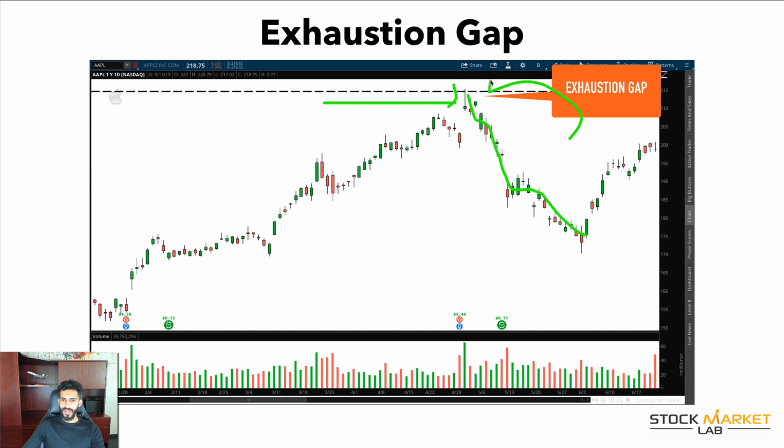Obviously, for people that have been trading Apple or have been trading for a while, you understand that there was market news and market sentiment that caused that, but that exhaustion gap with the candle formation right here is kind of helping our play much, much better.